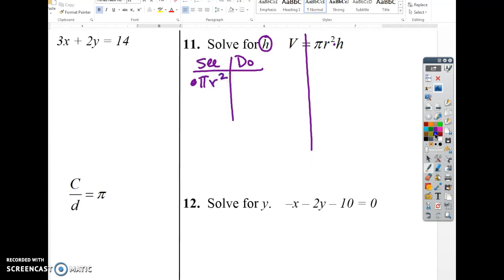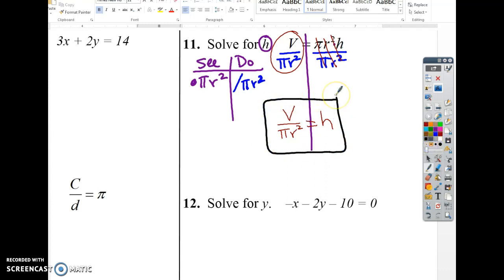That way it's only one step, because the opposite of multiplying is to divide by pi r squared. So you're going to divide this side by pi r squared and divide this side by pi r squared so that it cancels the pi and it cancels the r squared. So then that leaves you with h equals this whole thing. So all you have to do is just rewrite it, v over pi r squared. And I know that pi is a number, but don't worry about it, just leave it like that.